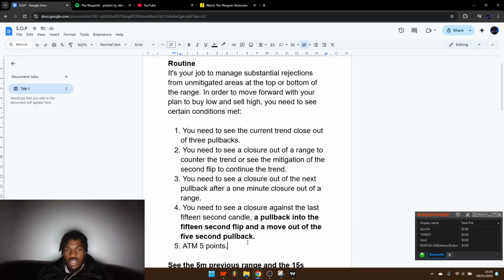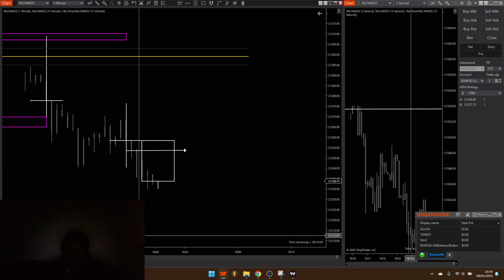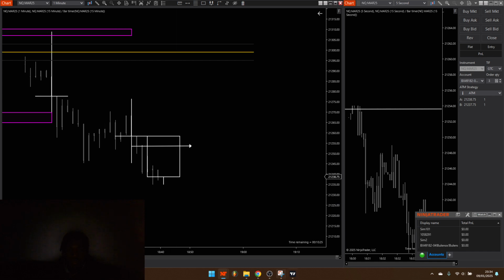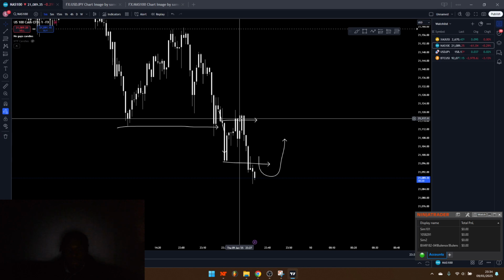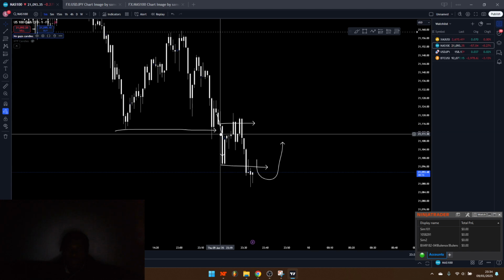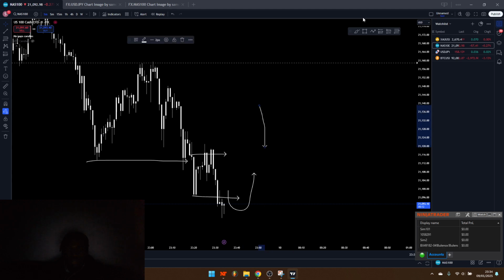This is what I need to trust. This is my routine. This is the move I'm looking for, but essentially I'm looking for this whole phenomenon. Again, the manipulation of the first reversal.